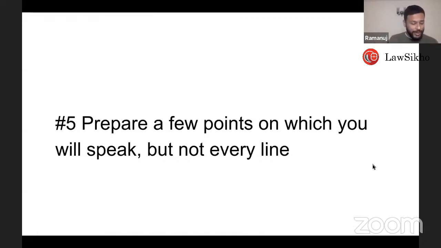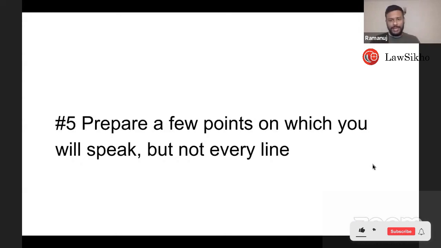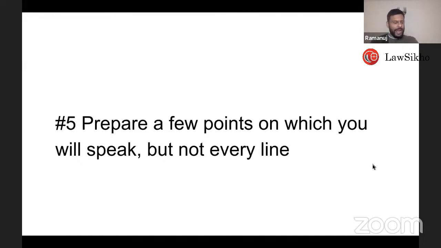But what you should definitely prepare is a few points. So you can see even today, this slide deck that is there, there are some points written here. The entire speech is not written here. I'm not reading from here, right? It just has some points. And I take a point and I speak about it. Even in this, there are a lot of points written.